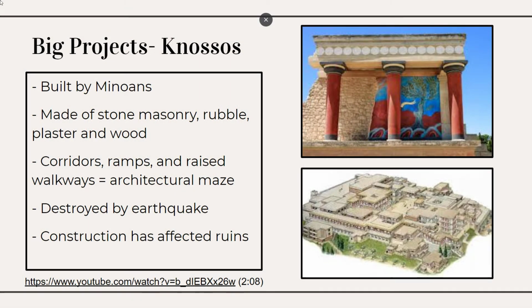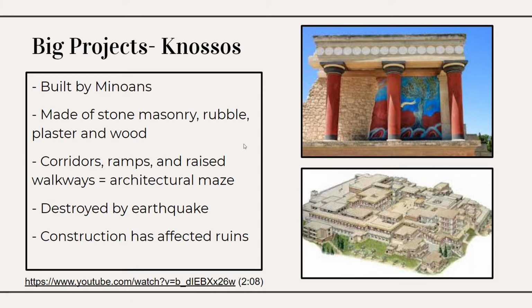It's good to keep learning about our past. So right here we have big projects. The number one being Knossos, and it's number one because it is one of the oldest, but it's still standing and reconstructed. So it is built by the Minoans, of course. As I talked about before, it's made of stone masonry, rubble, plaster, and wood.